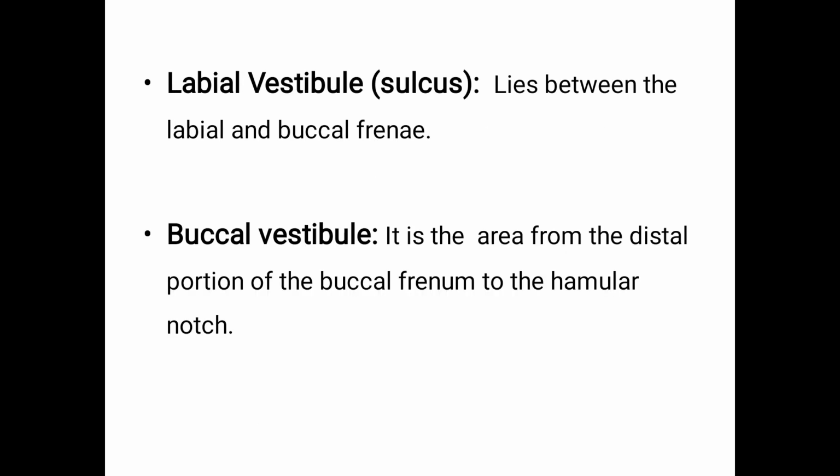Okay, so the next landmark is the labial vestibule or labial sulcus. The labial vestibule is the distance between the labial and buccal frenum. شفناها قبل شوية labial و buccal frenum. The distance between them is the labial sulcus or the labial vestibule. The buccal vestibule is the area from the distal portion of the buccal frenum to the hamular notch. يلا دي بتكون distal للbuccal frenum، يعني ميزيال للbuccal frenum عندنا منو labial vestibule لحد اللابيال frenum، من البكال لللابيال. اما distal للbuccal frenum عندنا منو اللابيال or sorry الbuccal vestibule.